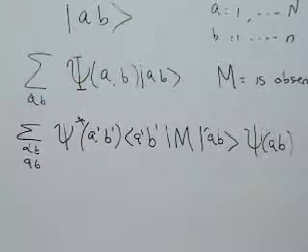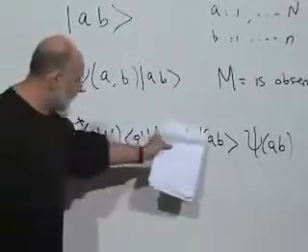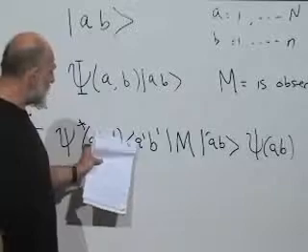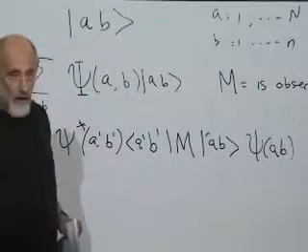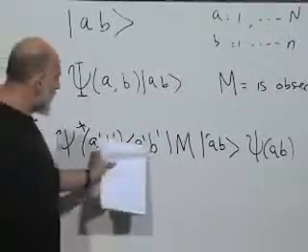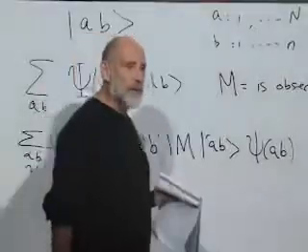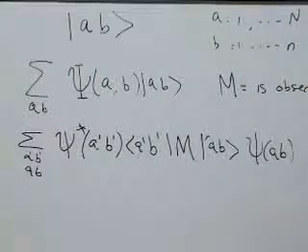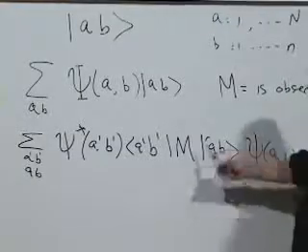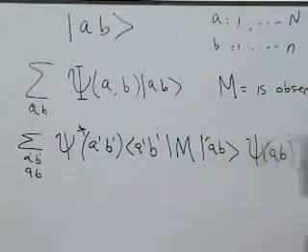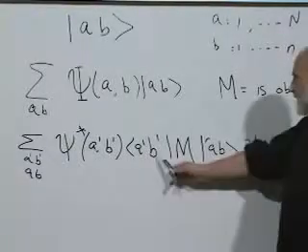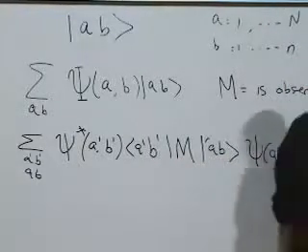But now let's look at this matrix M. M does nothing to B, but it's a matrix as far as A goes. What does that mean? That means that B prime has to equal B. The operator M does nothing to B. It leaves it alone. And if it leaves it alone, then B prime and B must be the same.